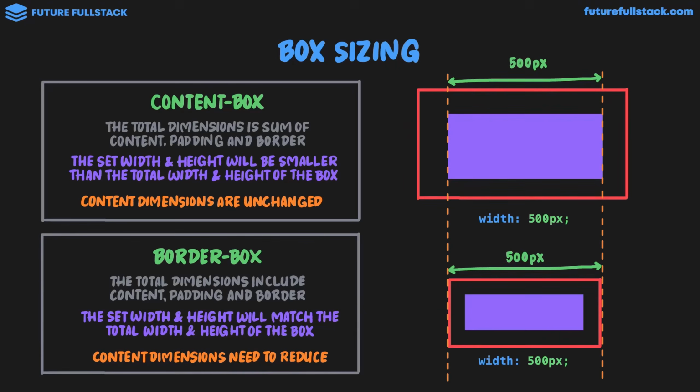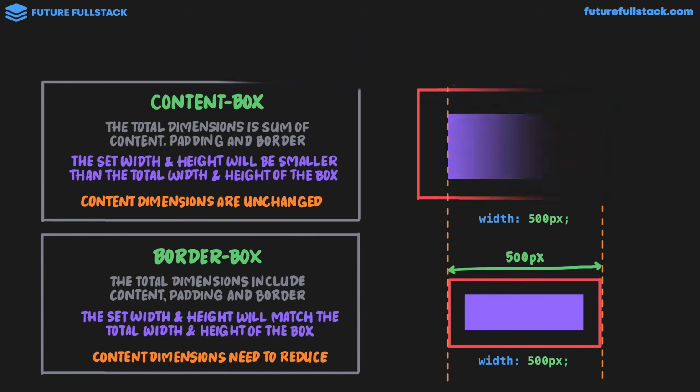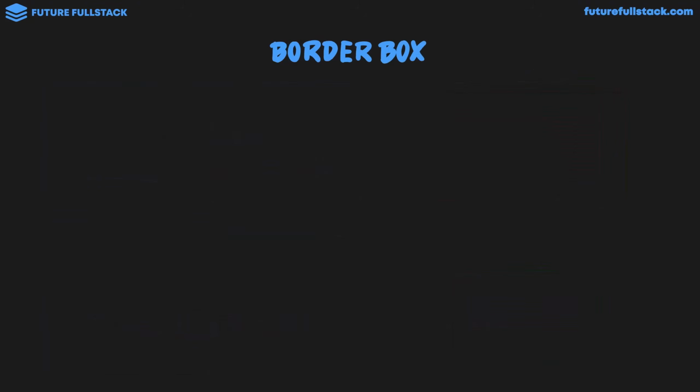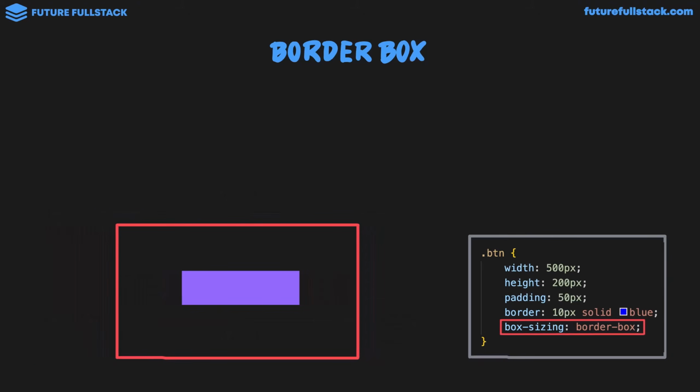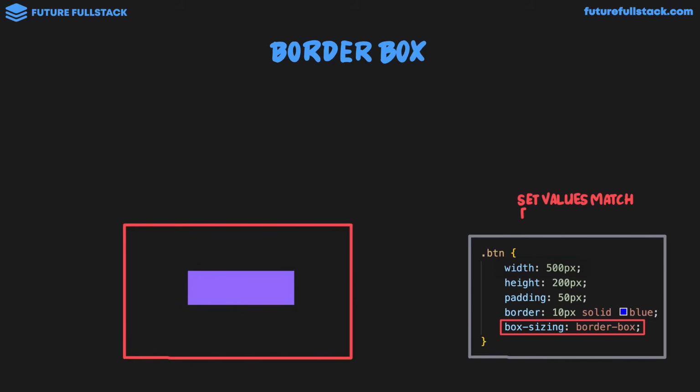So now that we've compared content box and border box, let's look at the border box value in more detail. This is the setup we had at the start. Now I'm going to update the CSS to include the box-sizing property with the value border-box. Just as a reminder, the default value is content-box, but I'm now changing this to border-box. So by doing that, this is what will happen. The whole element will shrink. The set values of our width match the final box values. So the total width now is 500 pixels.